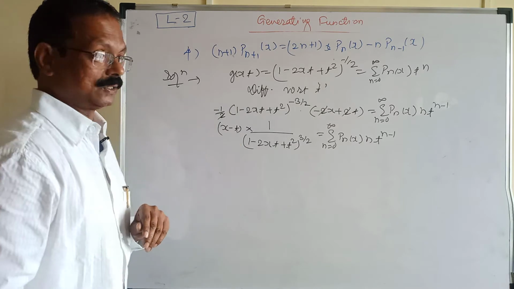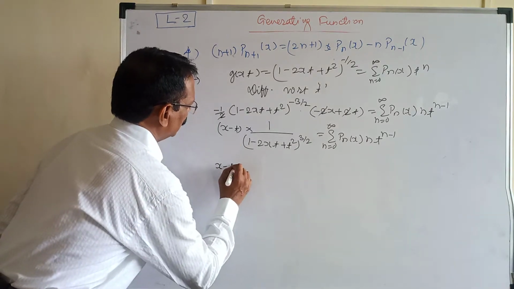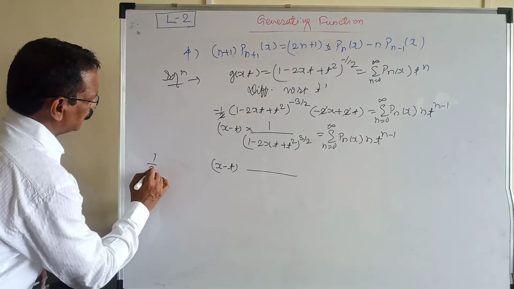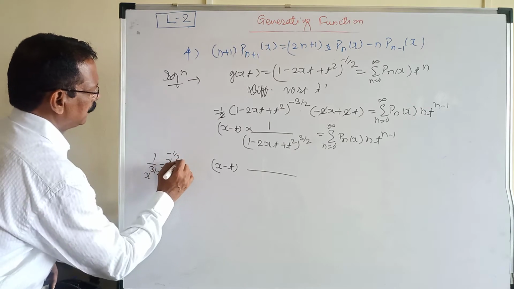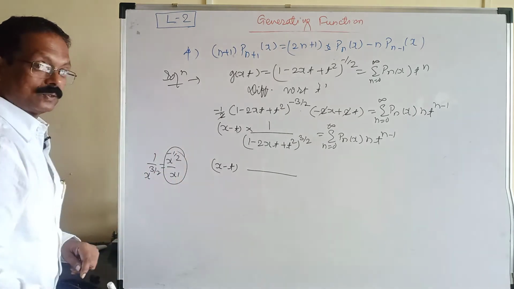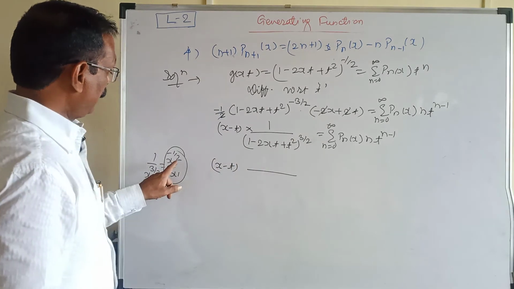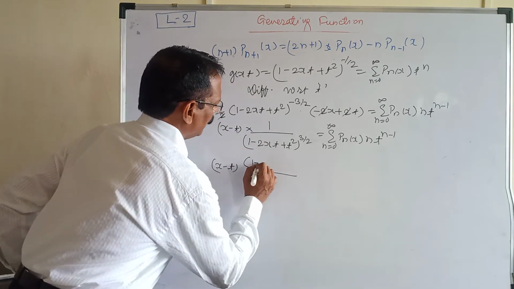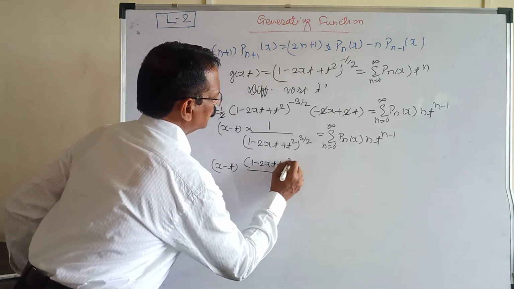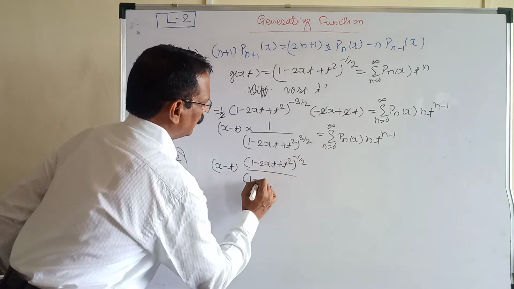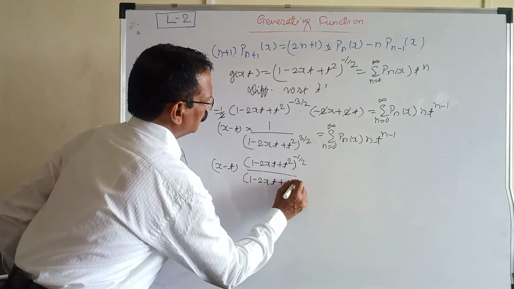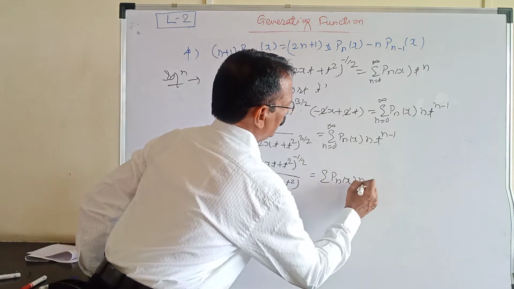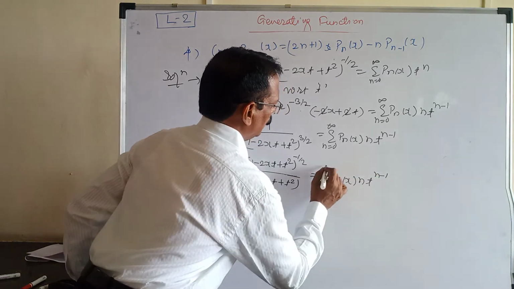But again we have to make some changes. The x minus t is as it is. Now 1 upon x raised to 3/2 can be written as x raised to minus half upon x raised to 1, both are the same. So we shift the x raised to minus half to the numerator. We can write (1 - 2xt + t^2) raised to minus half, and the remaining (1 - 2xt + t^2) raised to 1. The right hand side is the same: the summation of P_n(x) n t^{n-1}, where n runs from 0 to infinity.